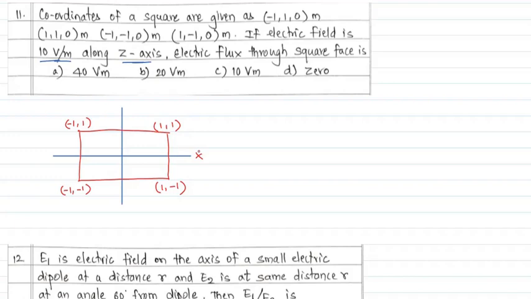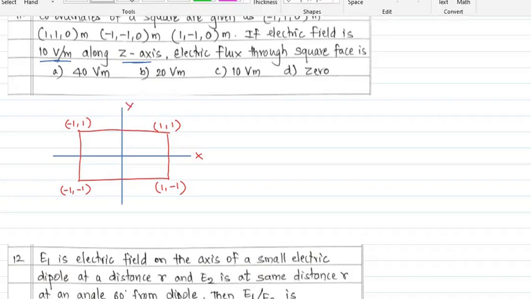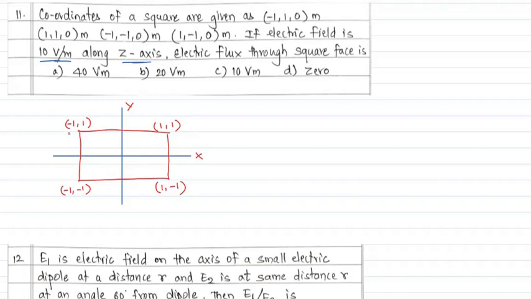And this square is in the xy plane. Now, if you apply the distance formula and measure this length, the side will be 2 meters.